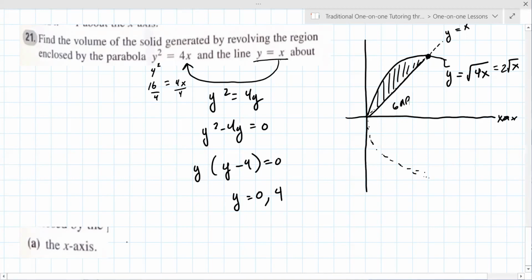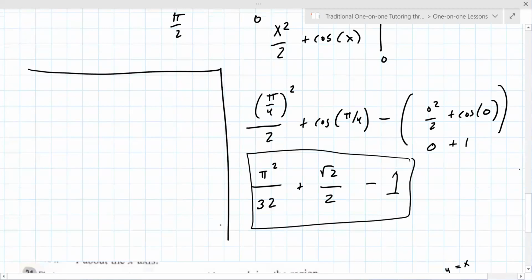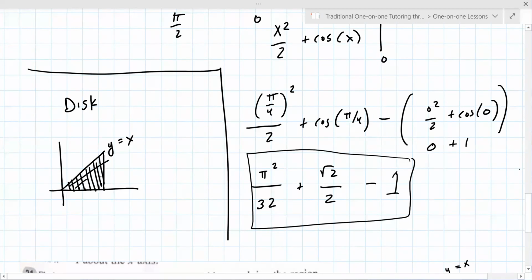So that means this is a washer problem. Okay, well, can you show me again what it would look like if it was a disk? Yes. Let me find a space up here. So the disk, let's say it's y equals x, and there's no gap. Okay, got it.